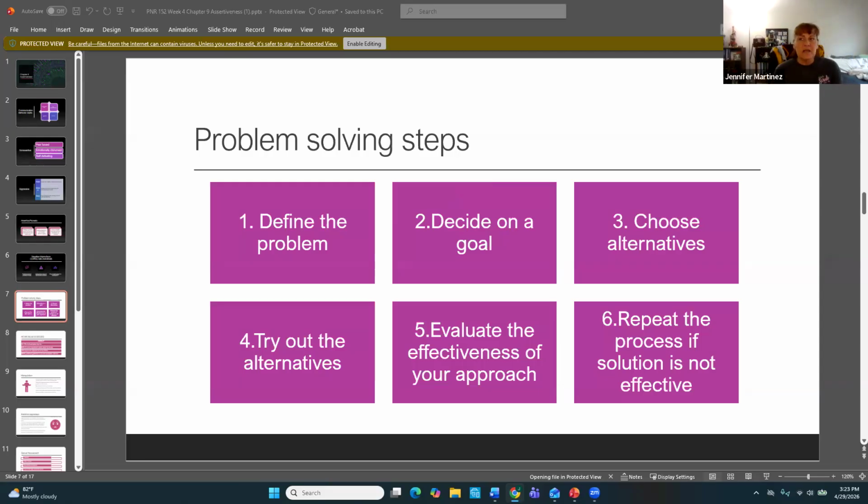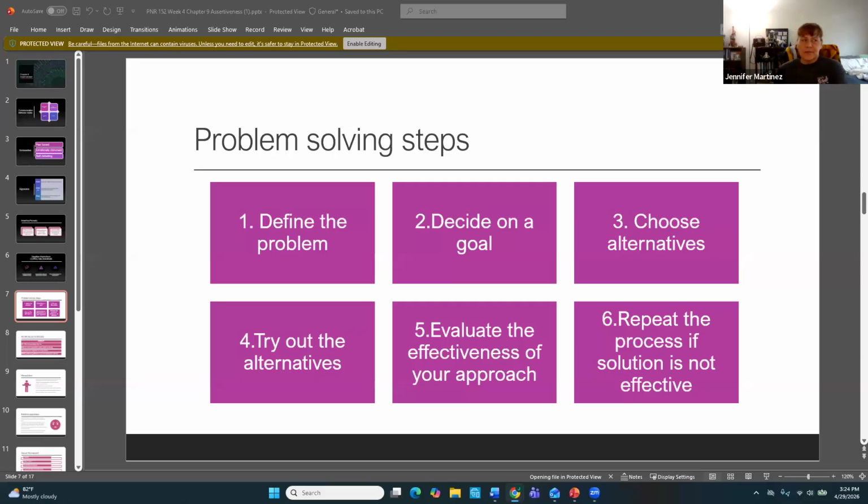Problem solving steps. The problem solving process is a series of steps used to solve problems. This isn't the nursing process, although it is very similar to the nursing process, but this was around long before the nursing process ever was. So you're going to see some similarities. It's a growth producing method of dealing with challenges in your life.